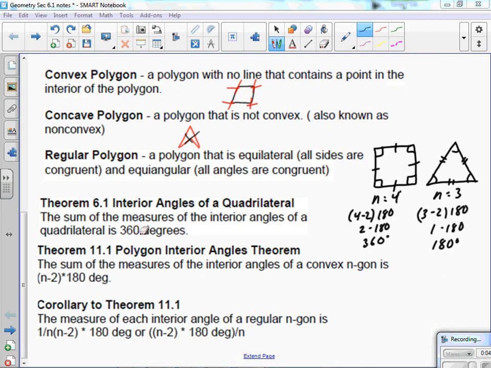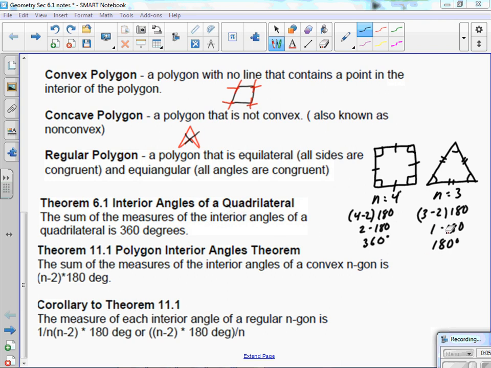If it's another polygon, then we can use the polygon interior angles theorem to figure out what the interior angles add up to be. So we use the formula n minus 2 times 180. So n represents the number of sides. So take the number of sides, subtract 2 from it, and then multiply by 180. And that'll give us the total sum of the angles, which, like here, we've got a square, 4 sides. So 4 minus 2, which is going to be 2 times 180, would give us 360, which is what the interior angles of a quadrilateral theorem tells us. They add up to 360.